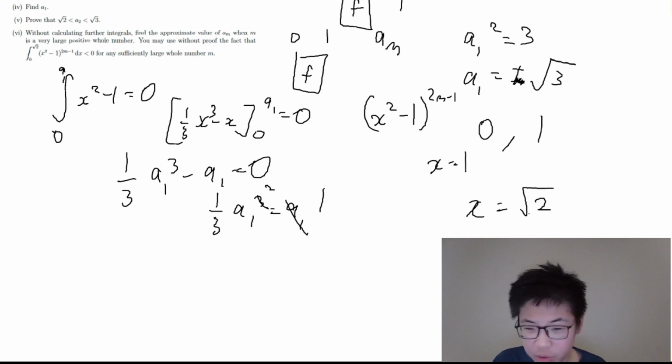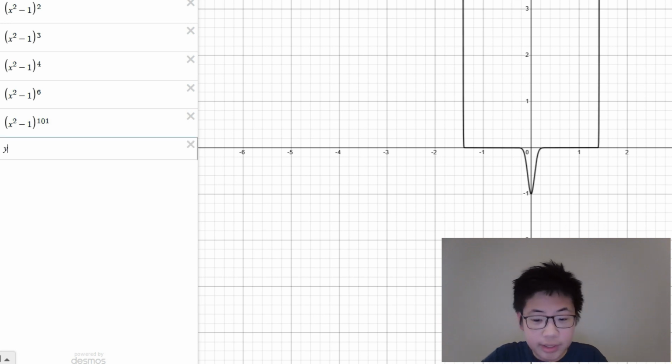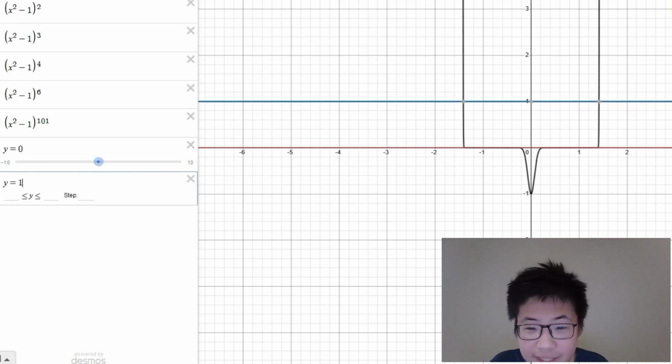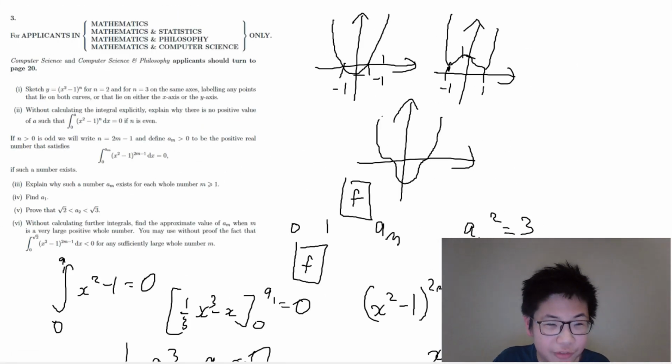This means that square root of 2 will be less than a_m. And if we go higher up, we don't know the area yet because the area is basically too high for us to compute. However, if we go back to (x squared minus 1) to the power of 101, and we take y equals 0 and y equals 1, we see that it has the same fixed points, 1, 0, and square root of 2, 1. And therefore, we have solved this question.